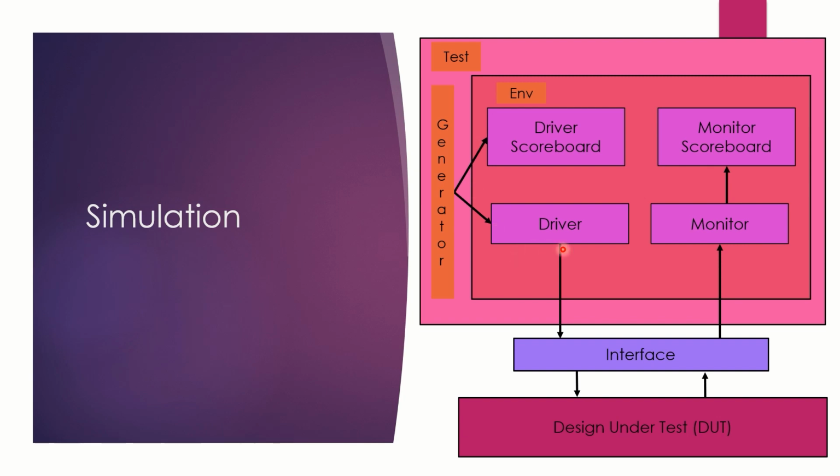Driver, after taking in vectors from the generator, gives them to the interface which feeds the test vectors to the DUT. DUT processes the test vectors and returns an output to the interface, which the interface delivers to the monitor. As the name suggests, the monitor monitors the outputs and gives them to the monitor scoreboard. Both the scoreboards generate a file, one for the driver and another one for the monitor, which can be used for debugging purposes and also for comparing the data received from the generator and received from the DUT as the output.